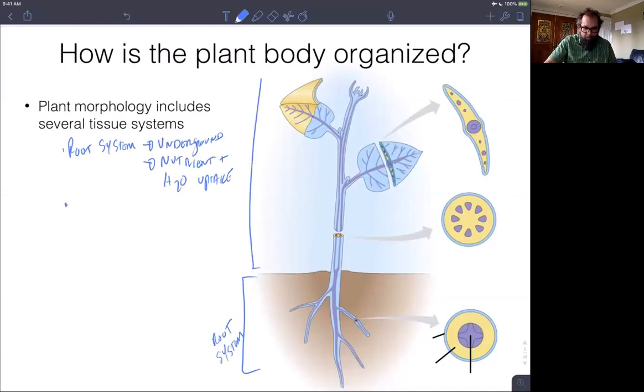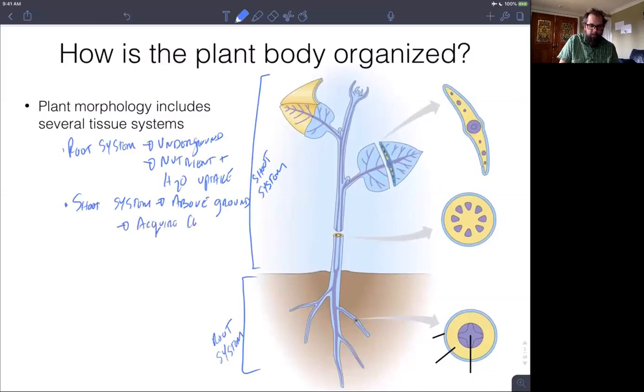The above ground part of the plant is the shoot system. So that shoot system is above ground. And what's the primary function of the shoot system? Well, that's to acquire CO2 and light energy from the atmosphere. That's the main function of the shoot system.